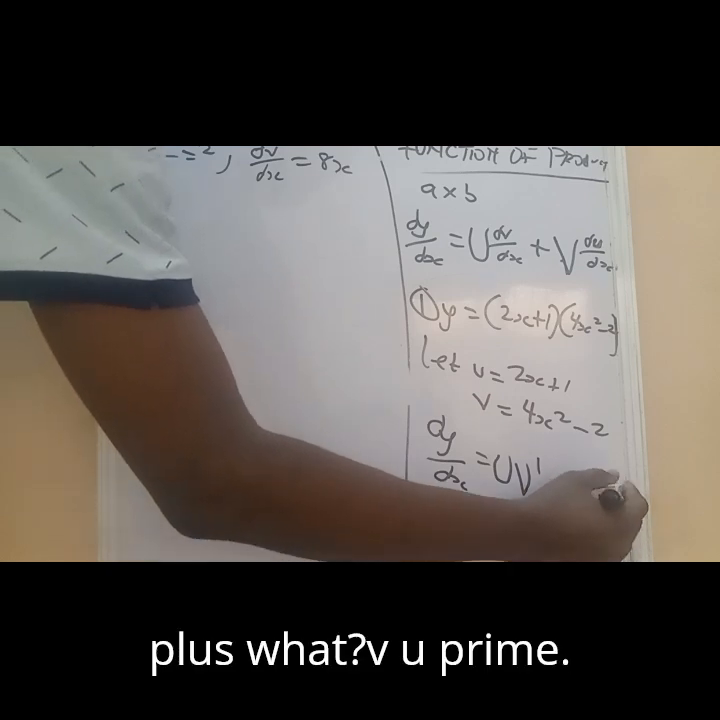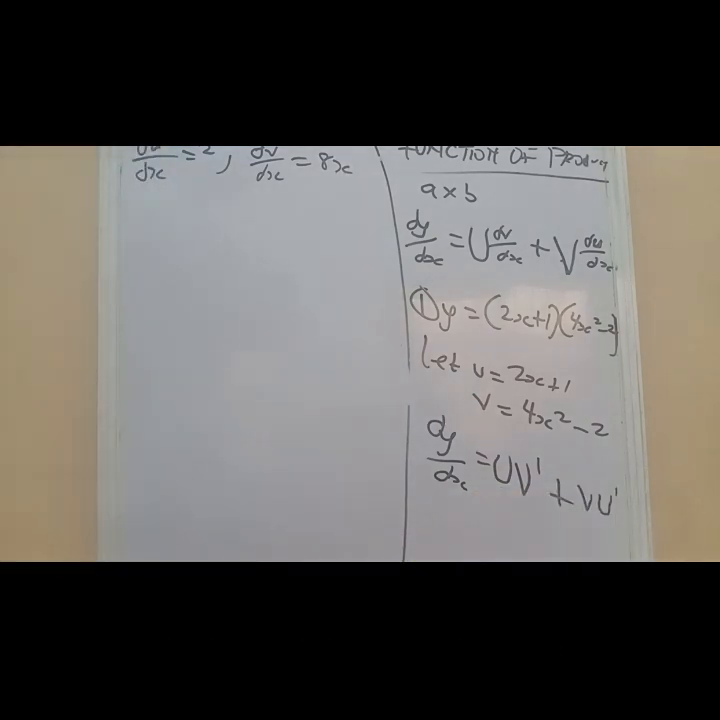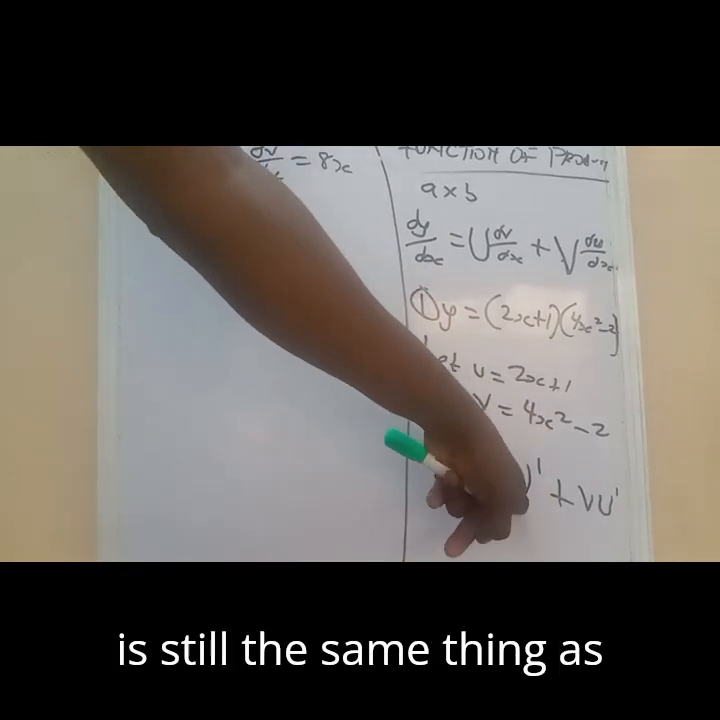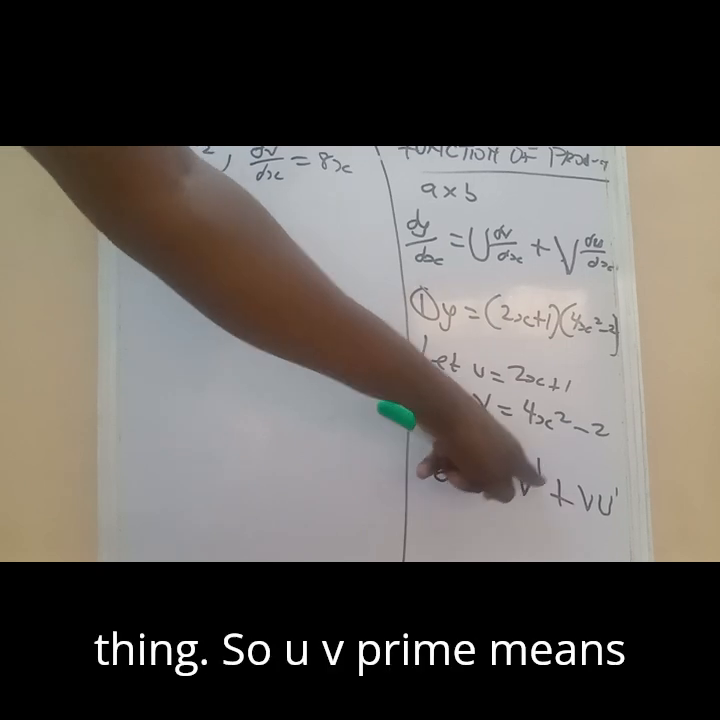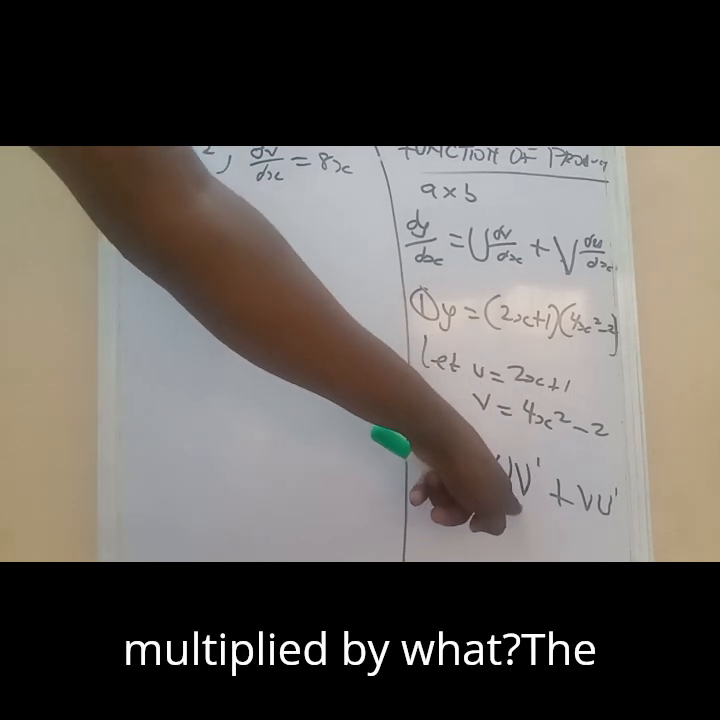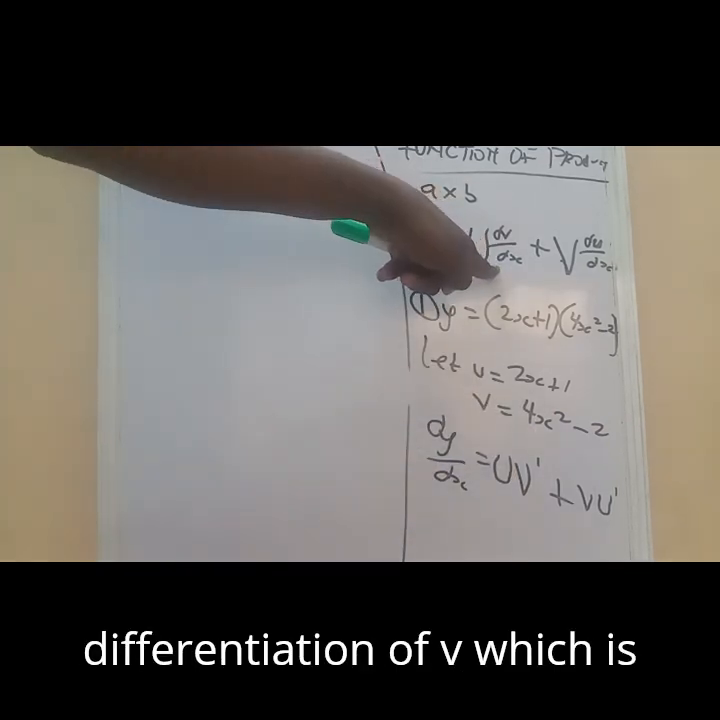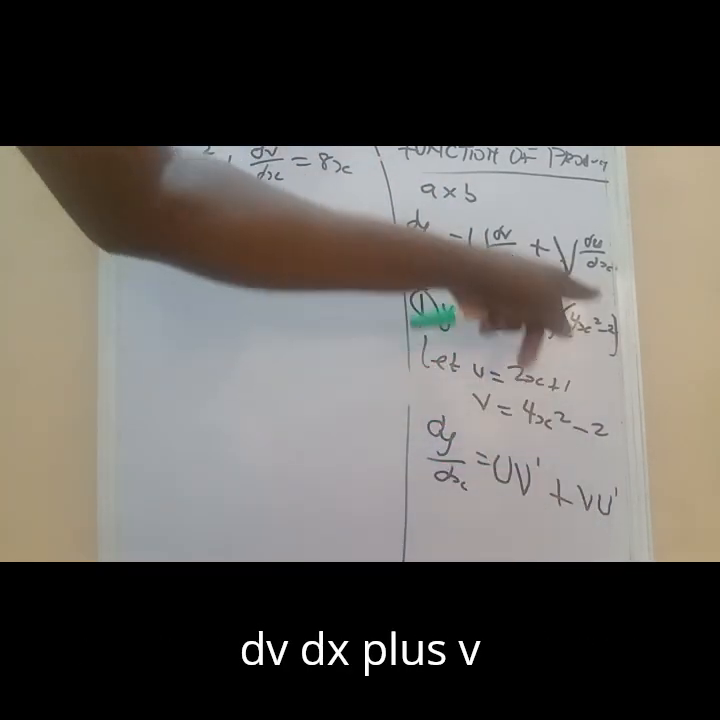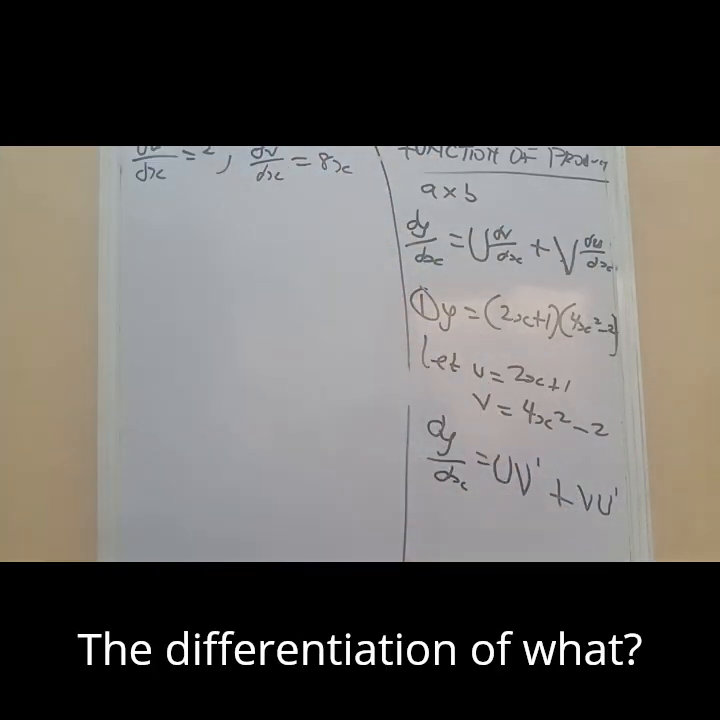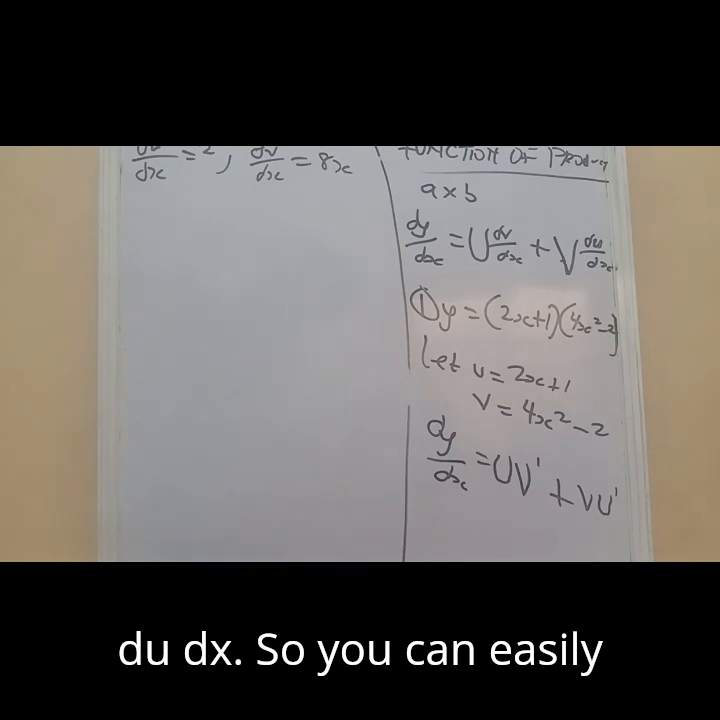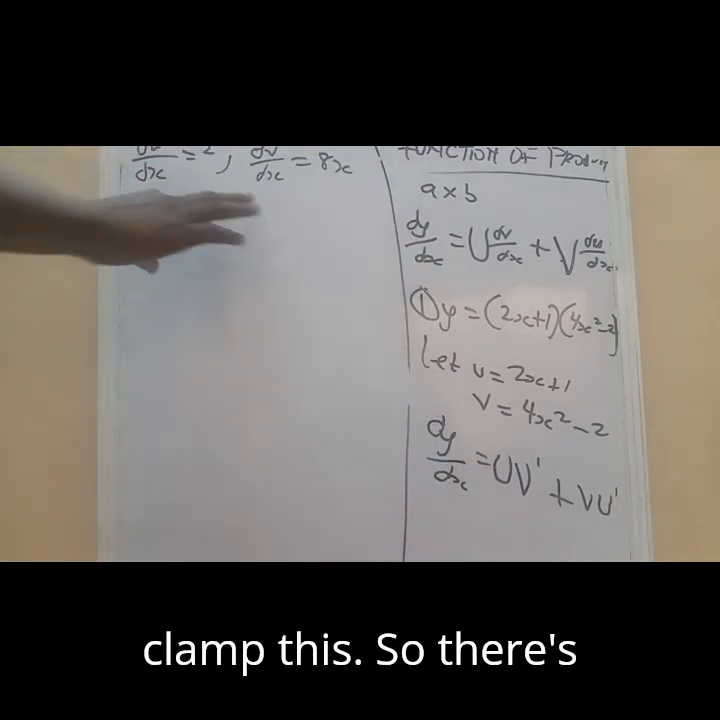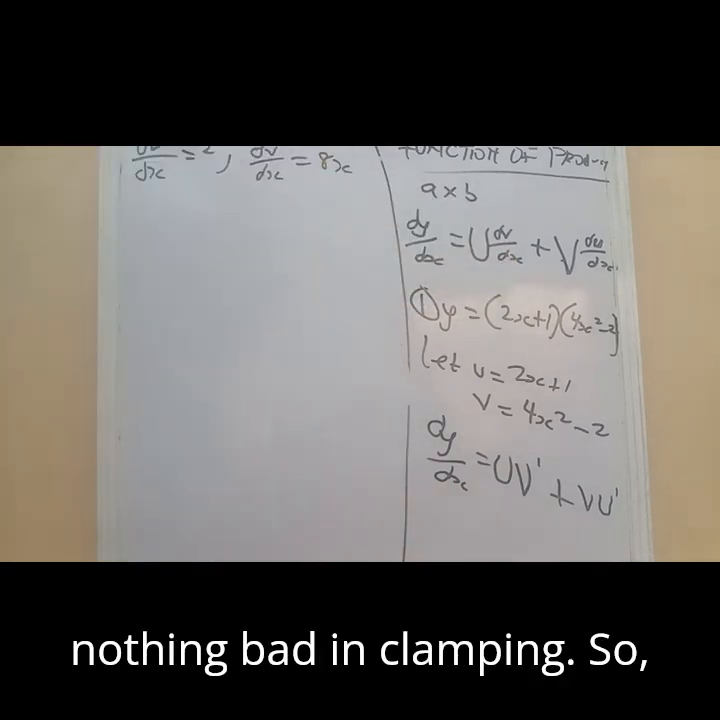v u prime. And remember, what did I call prime? I said something prime is still the same thing as differentiation of that thing. So u v prime means ordinary u multiplied by the differentiation of v, which is dv/dx, plus ordinary v multiplied by the differentiation of u, du/dx. So you can easily cram this formula. There's nothing bad in cramming. So having done this, just input them into your formula.